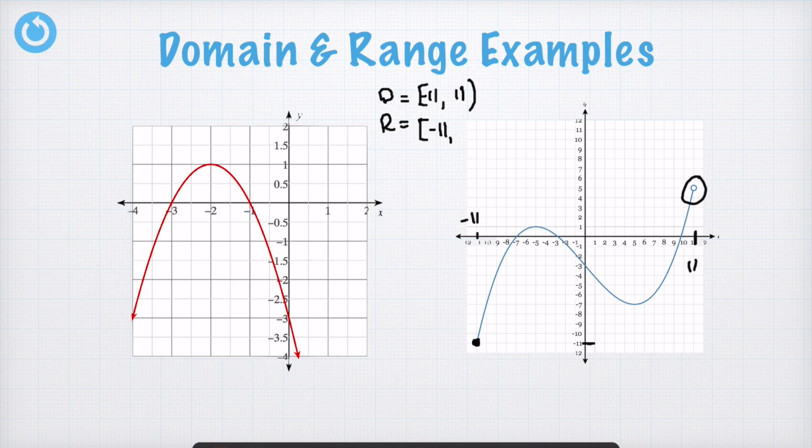It's a closed circle. Up here, that's our highest point that we can ever get to. That's at about a 5. But the question is, can we actually get there? No, we can't because we have an open circle, so we have to have it as a parentheses. This is how you're going to write it.